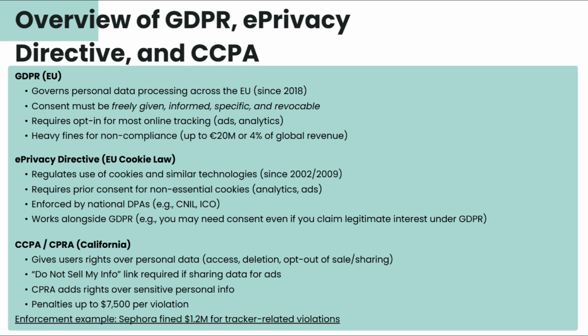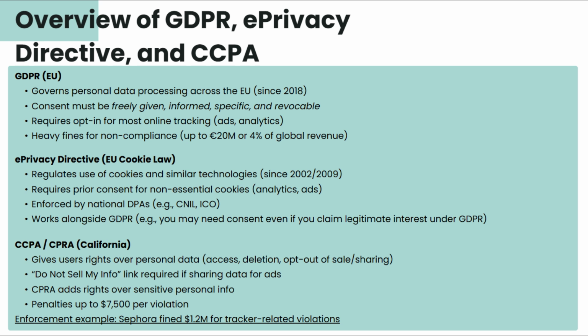Non-compliance with CCPA/CPRA can lead to penalties, up to $2,500 per violation or $7,500 for intentional violations, enforced by California's regulators. One of the first big enforcement cases was against Sephora in 2022, which was fined $1.2 million for not properly disclosing that it was selling data via third-party trackers and not honoring opt-outs. This shows that even in the US, regulators are paying attention to how companies handle tracking.